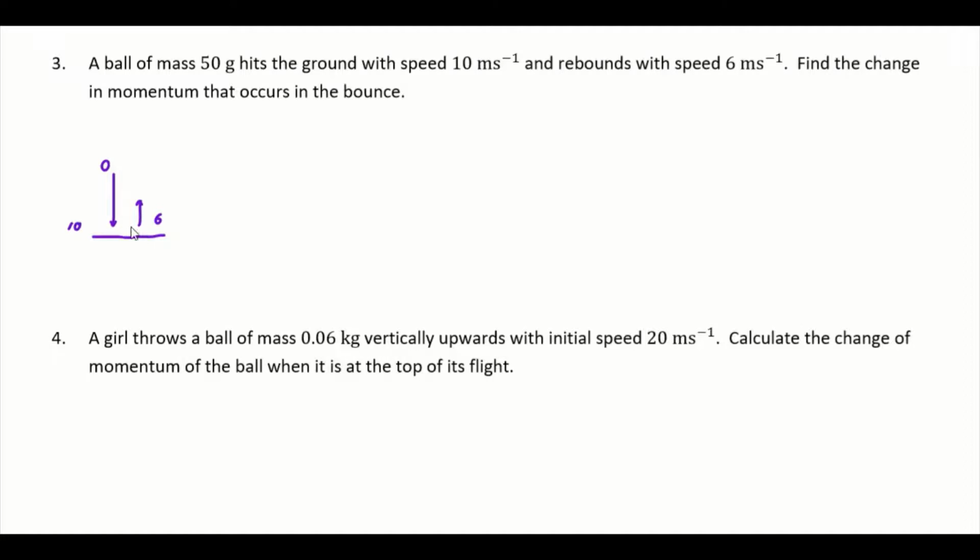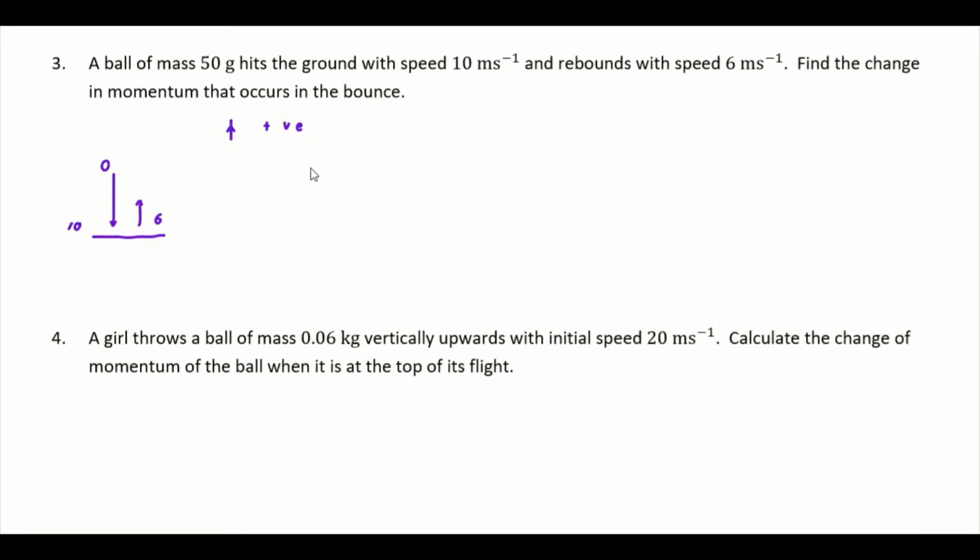Okay, so you see the velocity changes because of the contact with the floor, right? So find the change in momentum that occurs in the bounce. So you can see that obviously there's a change in direction involved. It depends on you which direction you want to put as positive. But like what I said, normally we try to put the final direction as positive, so we straight away get a positive change in momentum rather than a negative one.